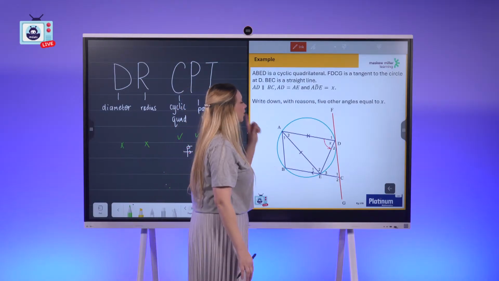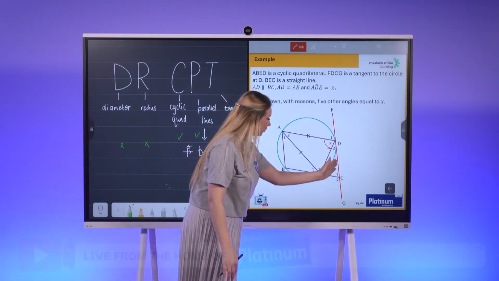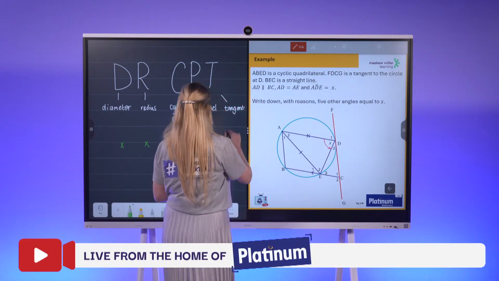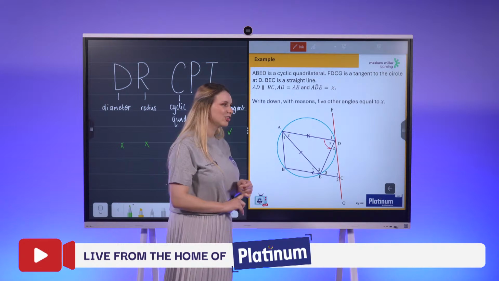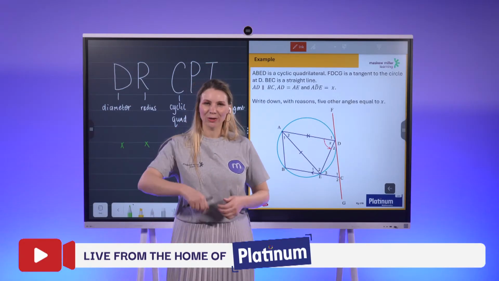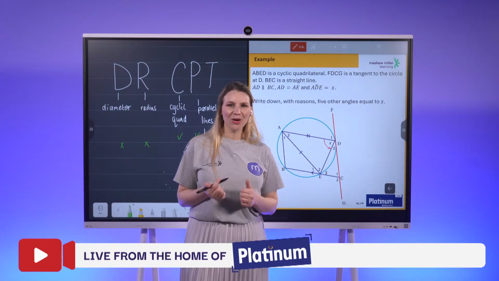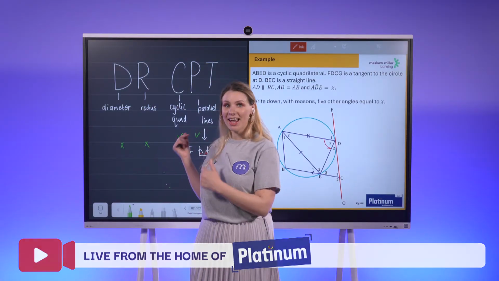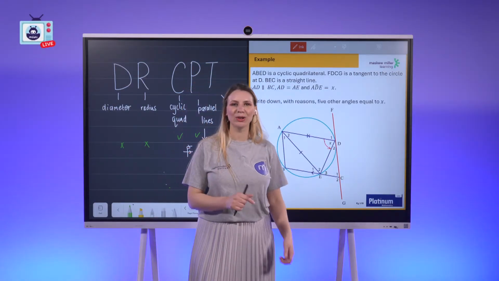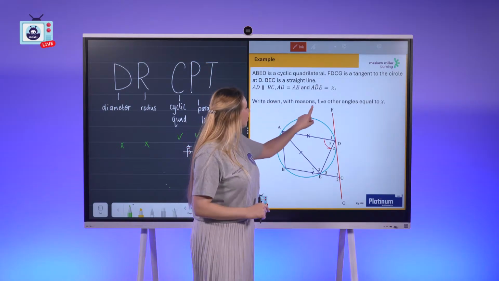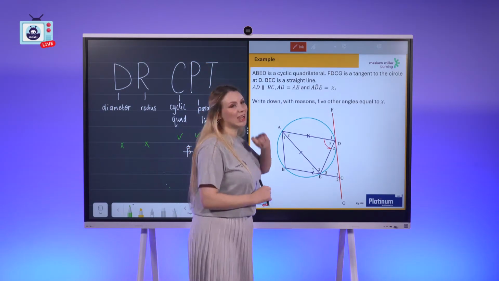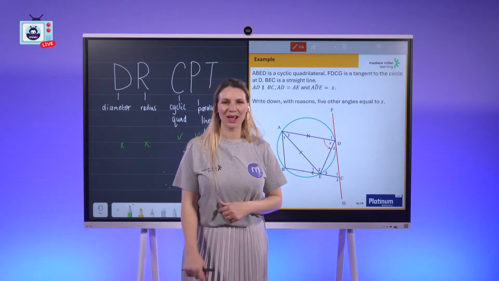And lastly, do we have a tangent? Yes, we do. FDCG is a tangent to the circle. So we do have a tangent, and we have those tangent theorems that we need to think of. What I would like you to do is take your pen and paper and go through these questions. Now that we've analyzed it, we know what's happening in the diagram. I'd like to see if you can work out the 5 other angles equal to x. And don't forget to add your reasons. Thank you. We'll be back in a bit.